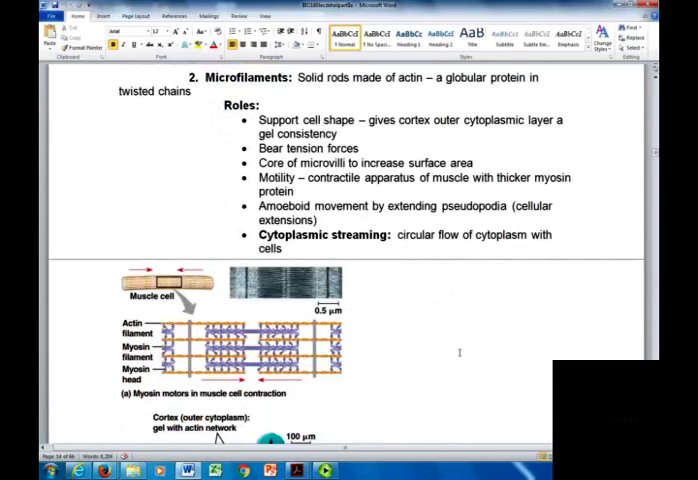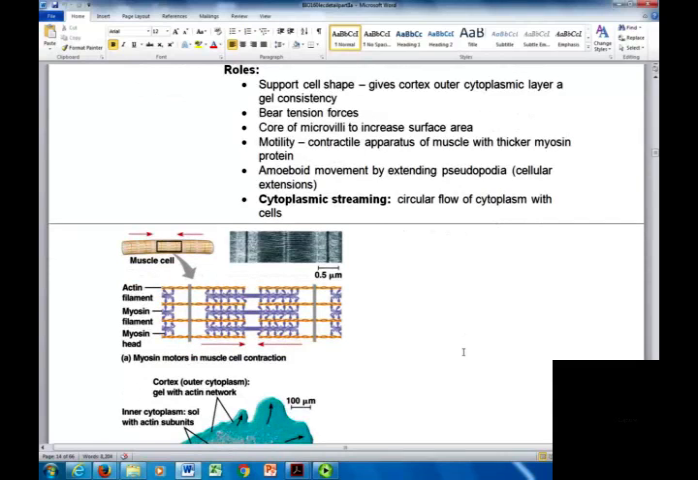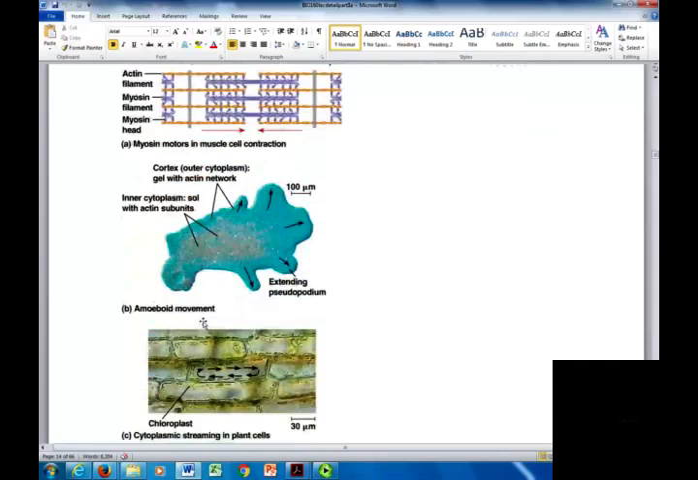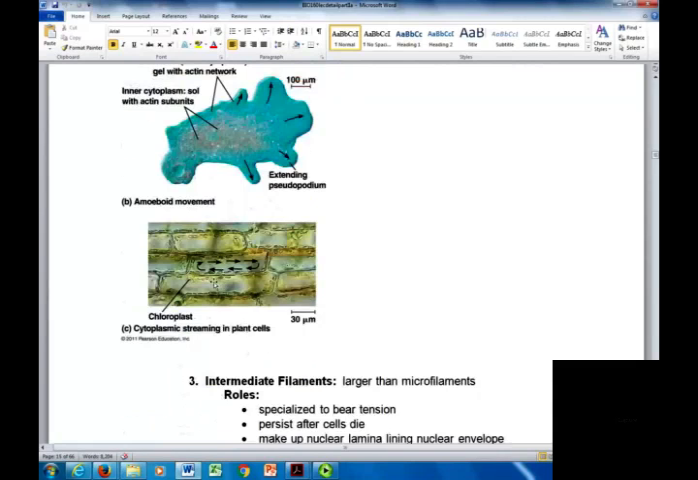With cytoplasmic streaming, it's going to cause a circular flow of the cytoplasm within the cells. Just like you have your blood circulate in your body, you're going to have the cytoplasm circulate in the cells. So here, this is an example of your actin filaments with the myosin in skeletal muscle. Here you can see the pseudopodia extending. And then here in this cell, you can see the cytoplasmic streaming where the cytoplasm spins around in the plant cell.